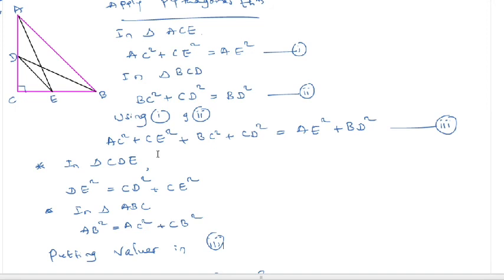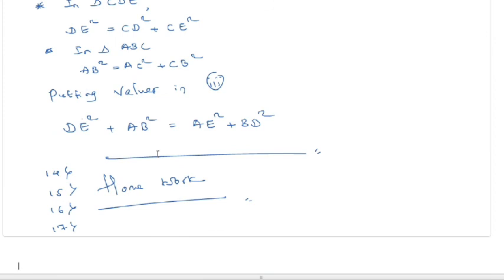So, in triangle CDE, we can write DE square is equal to CD square plus CE square. In triangle ABC, you can write AB square is equal to AC square plus CB square. By substituting these values, DE square and AB square, in equation number 3, you will get DE square plus AB square is equal to AE square plus BD square. Hence, it is proved.